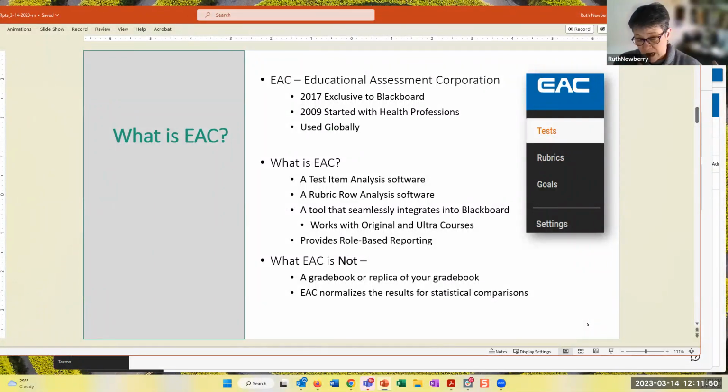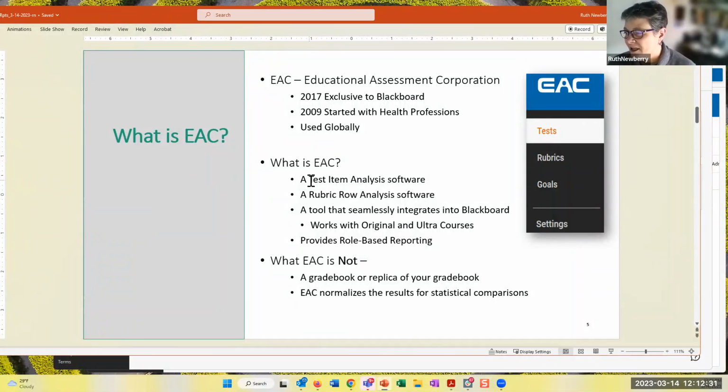They are a tool that can be added to your Blackboard environment, but they actually started in 2009 with the health professions and as an exam analysis tool, particularly for nurses and other programs that at that time had been going through a revamping of their curriculum and their licensure exam, and really needed a deep level of insight into the exams. From then, they've expanded to institutional rubrics, tests, learning outcomes.